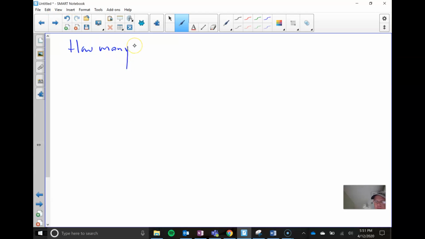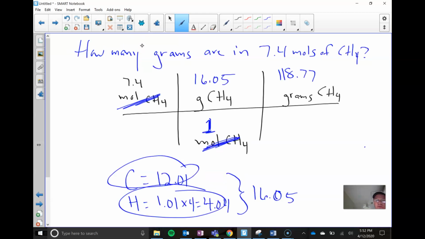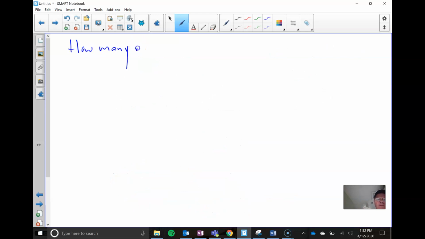How many moles of, say, let's pick a compound here, let's say ammonia. How many moles of ammonia are in 77.5 grams of ammonia? Right. So if you have 77.5 grams of ammonia sitting in a jar, how many moles of ammonia do you have in that jar?